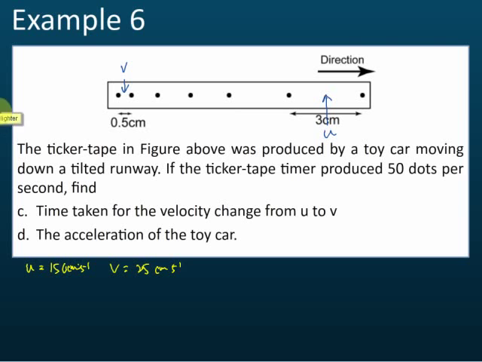So therefore, if you are asked to find the time taken from U to V, you must start from here. U here, 1 tick, 2 tick, 3 tick, 4 tick, 5 tick. So the time taken from U to V is 5 ticks, not 6. If you start from the first dot to the last dot, you will get 6 ticks. But that's not correct, because U and V are average velocities and they are in the middle of the 2 dots. 5 ticks.